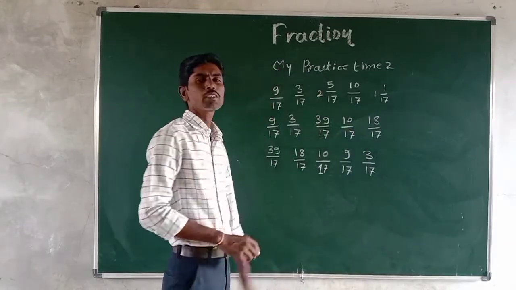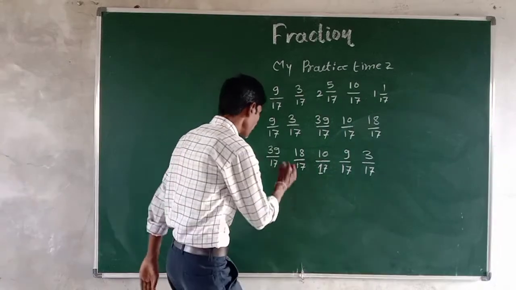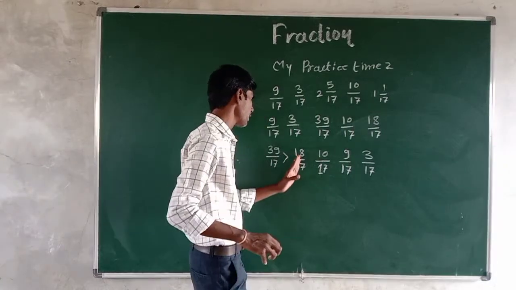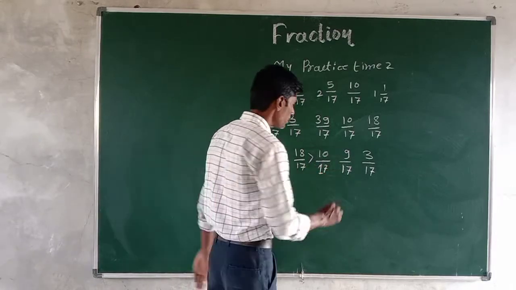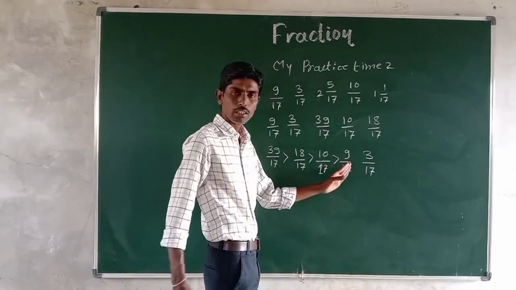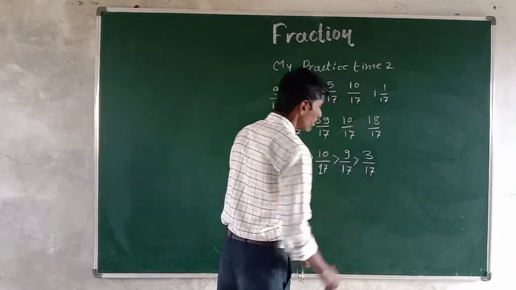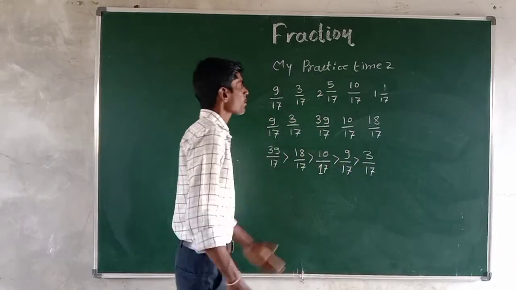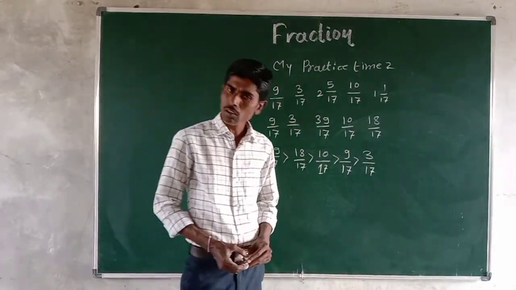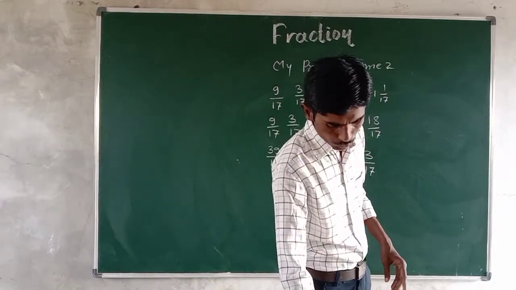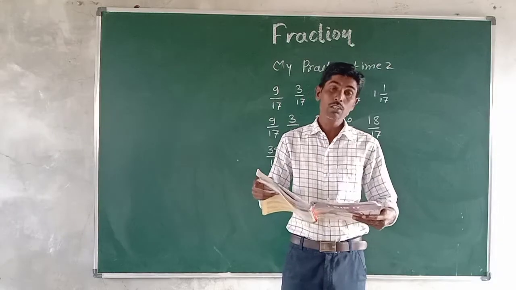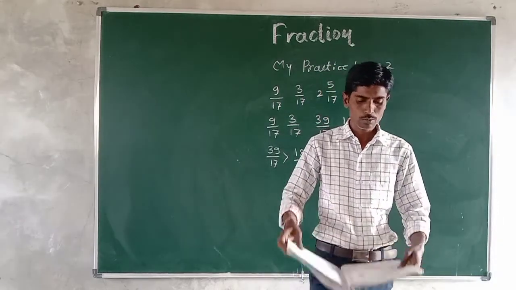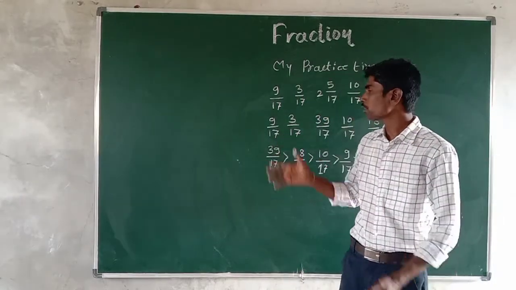So this is the descending order, because 39 by 17 is greater than 18 by 17, 18 by 17 is greater than 10 by 17, 10 by 17 is greater than 9 by 17, and 9 by 17 is greater than 3 by 17. So this is the way to write the descending order. Some questions are taken here and the remaining questions are for your homework. I hope you have understood better. Thank you.